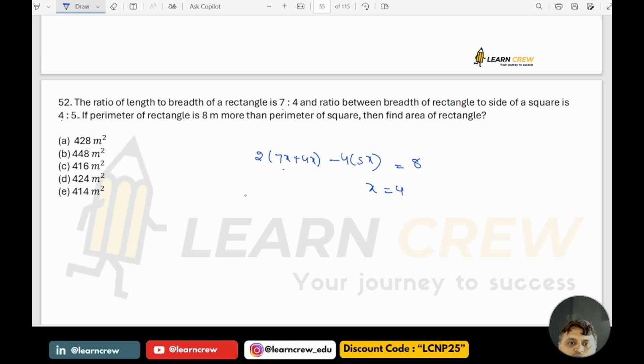x is 4 meters, thereby length is 7 into 4, 28. Breadth is 4 into 4, 16. And the side of the square is 4 into 5, 20. This is length and breadth. Now find the area of the rectangle. 28 into 16, which is 448. So the answer is 448, option B.